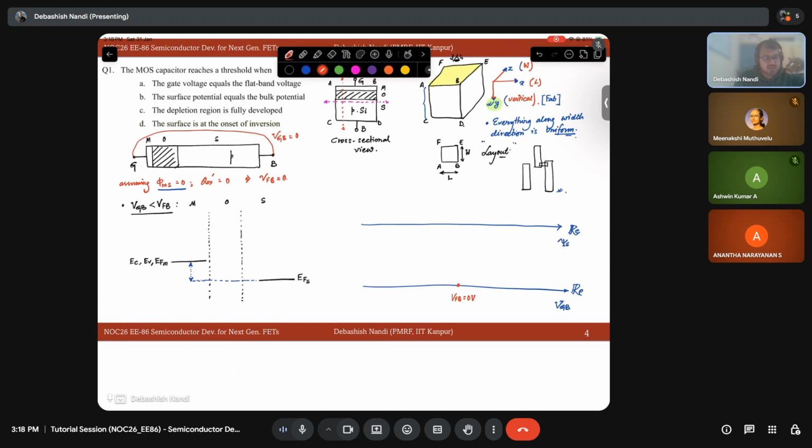Now what I am doing, I am changing the gate voltage with respect to the body. Physically, let's say my VGB is negative, right? That means with respect to the body, my gate voltage I am decreasing. So gate voltage decreasing means what about the Fermi level of the metal? Is it going up or down?